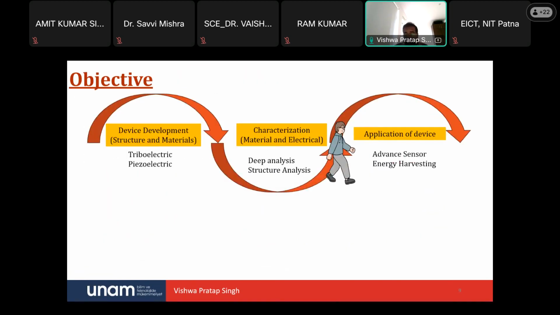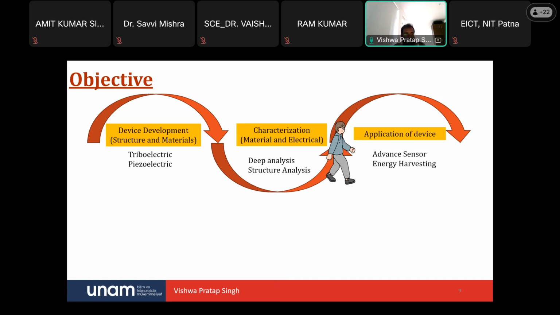So that was the introduction that I gave about PVDF and the triboelectric nanogenerator material. What is our objective? I will describe how the devices are developed, the structure, and which material we have taken, and then I will show the characterization and electrical characterization, how we can characterize them for the particular application, because every application has different requirements.